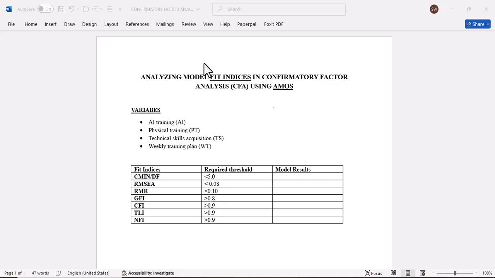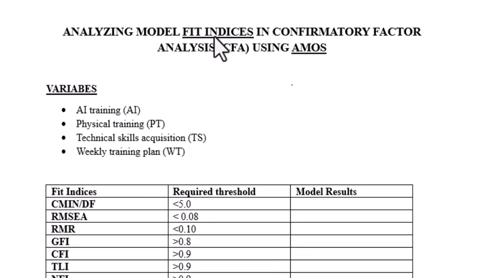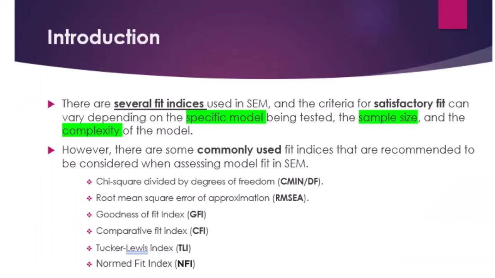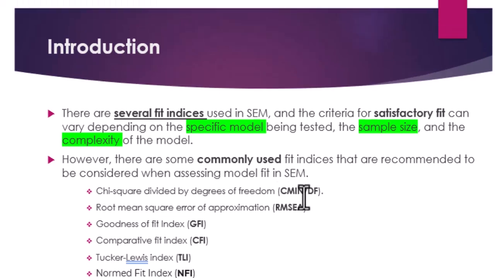In today's video, we are going to learn how to carry out an analysis of model fitness in confirmatory factor analysis using AMOS. In my previous video, we discussed the model fitness indices in confirmatory factor analysis, and we said there are several of them. There is CMIN divided by degrees of freedom. There is RMSEA, GFI, CFI, TLI, and NFI.